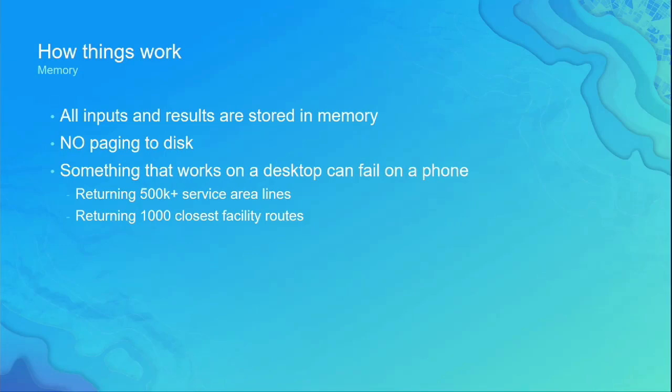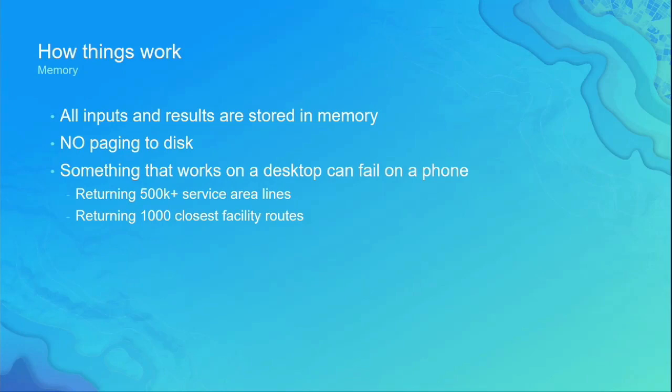Everything that we do is in memory, though. So we do not page anything to disk. This is done for performance reasons. And as developers, just be aware that something that works on a desktop environment might not work on a phone. The big offenders are service area lines. It's very easy. If you just put a point in LA and say, hey, give me half an hour worth of lines, you get back 500,000 lines. We store all of it in RAM. We're not paging it to disk. If you want to return thousands of closest facility routes, we're storing all of it, directions included. It's all in RAM. We're not paging to disk.